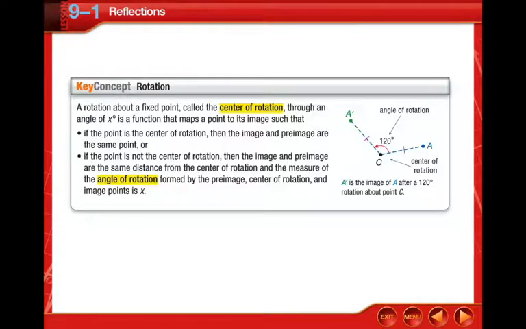Alright, so for the sake of time, we're going to run through the rest of these rotations and dilations together. So here we have the center of rotation and the angle of rotation, just two definitions. Center of rotation is the point that you're rotating around. The angle of rotation is how much you are actually rotating around that center.